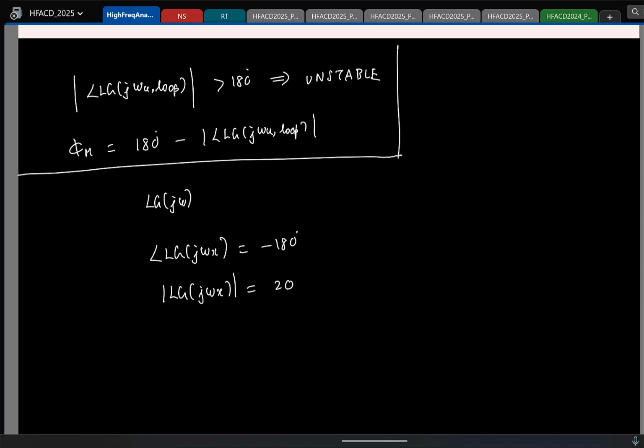How many of you are for unstable? I mean, there are two options, stable or unstable, right? What do you want to vote for? Unstable. No one wants to make the system stable. What is marginally stable? Now we have a third option.